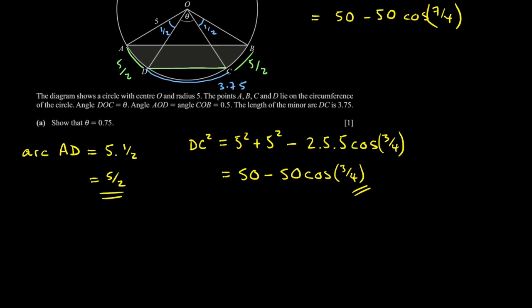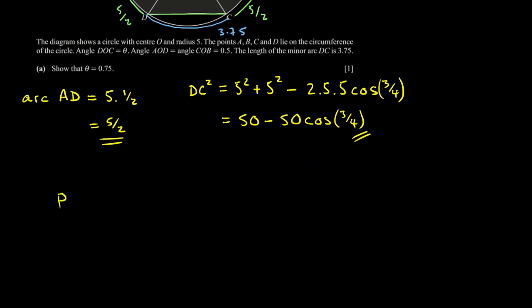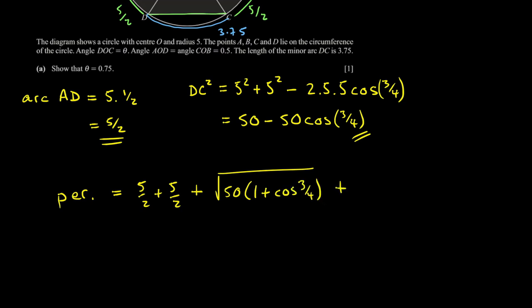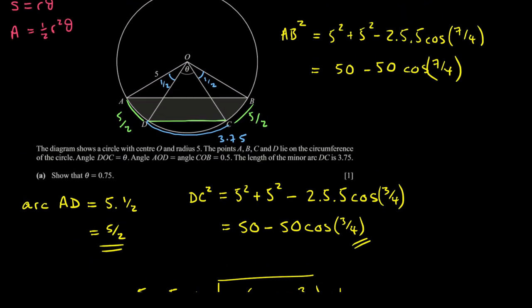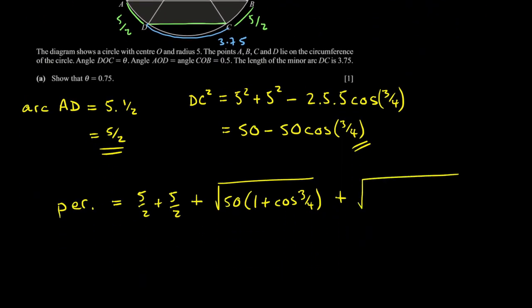All right then, so what's the perimeter going to be? The perimeter is going to be equal to 2 lots of the 5 upon 2. So we've got 5 upon 2 plus 5 upon 2 plus the DC thing. So it's going to be the square root of 50 bracket 1 plus cos 3/4 plus the length of AB, wasn't it? Which is the square root of 50 bracket 1, not 1 plus, sorry, beg your pardon, made a mistake there. It's 1 minus, isn't it? Do beg your pardon. Minus 1 minus cos 7 upon 4.